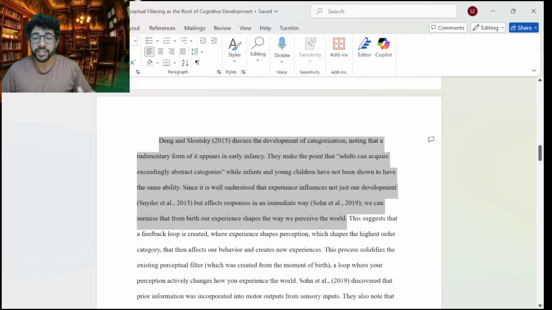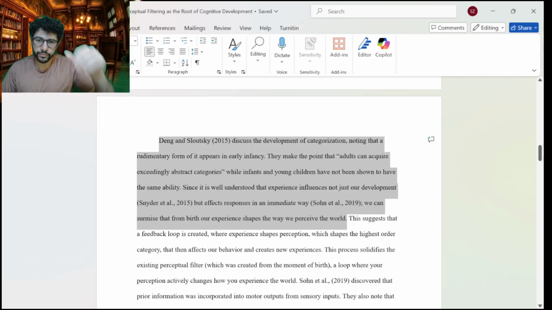Now, of course, there is a little bit of a correlation that is being drawn here. There's a little bit of an abstraction of this idea, because you don't just say, oh, you get categories in early infancy and then adults acquire abstract categories, so that means that it's a generative feedback loop, right? Well, no, of course not. There's a larger logic behind this, and I'm going to continue to explain it. But this is the general idea that I'm referring to when I say this.